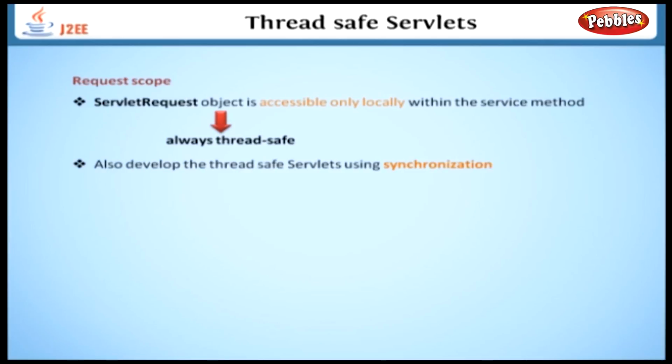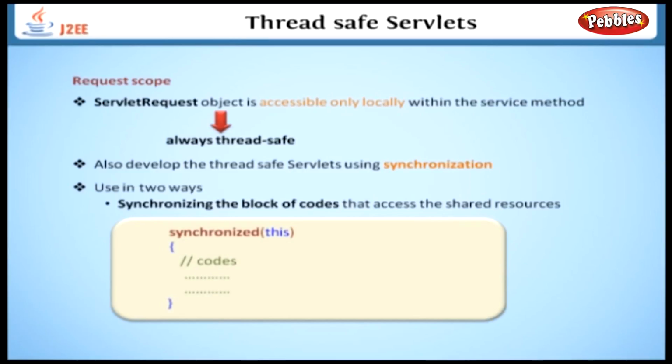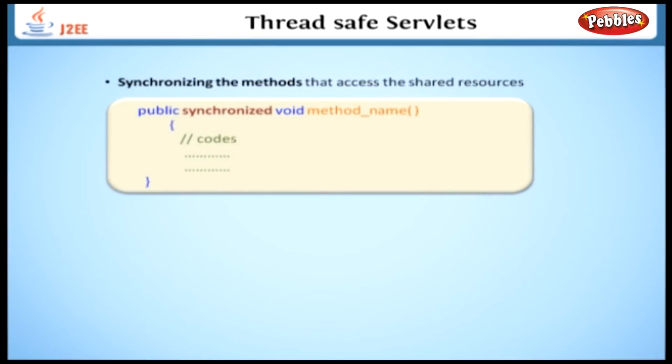We can also develop thread-safe servlets using synchronization. Here, we can use it in two ways. The first is synchronizing the block of code that accesses the shared resources, like this. The second method is synchronizing the methods that access the shared resources, like this. Well, here we have now finished our discussion on thread safety in servlets.